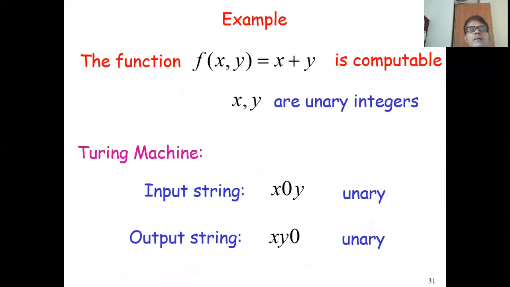So consider the function f of x, y is equal to x plus y, which is computable. x and y are unary integers. The input to the Turing machine is x and y, separated by the delimiter 0, and the output string is xy. So we will get the output xy0. Input is x0y, where 0 is the delimiter that separates the two inputs, and the output is xy; it will shift the 0 to the right.